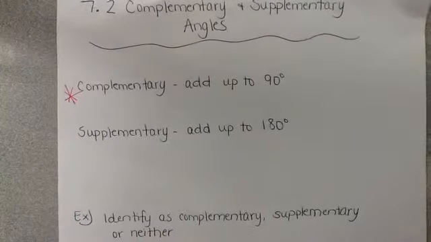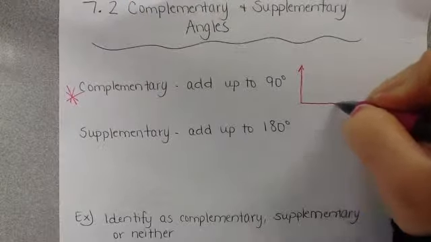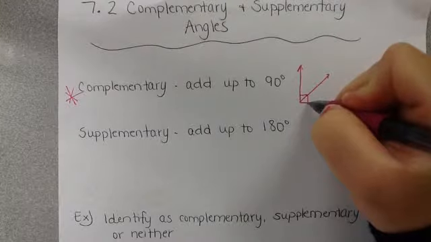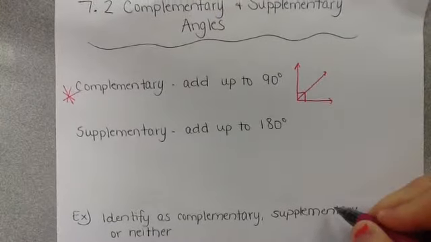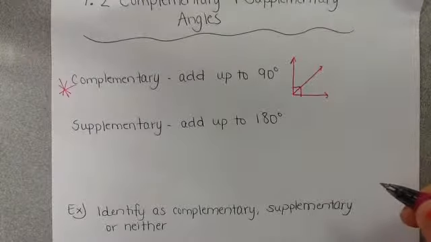Complementary are angles that add up to 90 degrees. Okay? So you could have two angles that form a right angle. These two are complementary. They make 90 because they make a right angle.